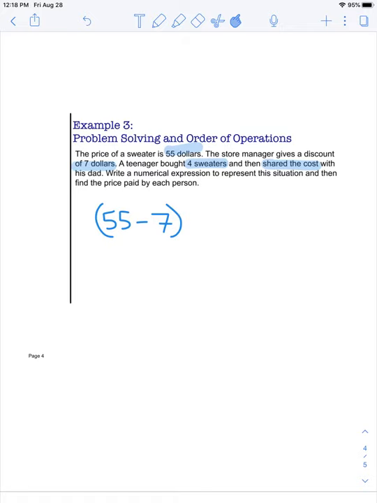All right, so the teenager bought 4 sweaters, so we can multiply the cost of 1 sweater by 4, and then share the cost, or split the cost, with his dad. So him and his dad, that's 2 people. We're going to divide the whole thing by 2. All right, now we can solve for what the price is that each person paid.